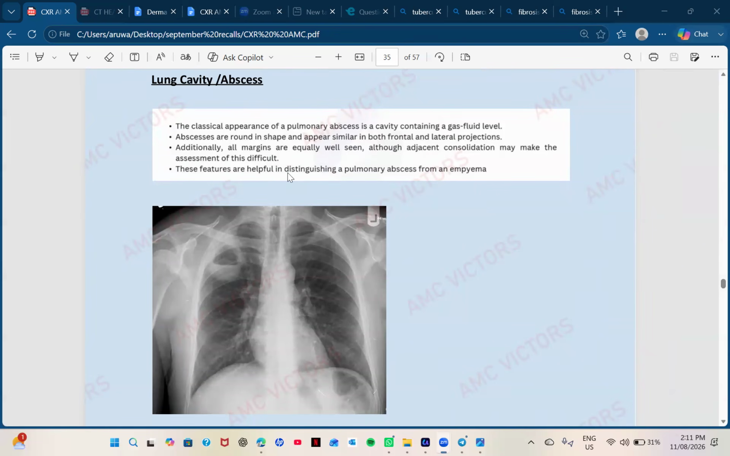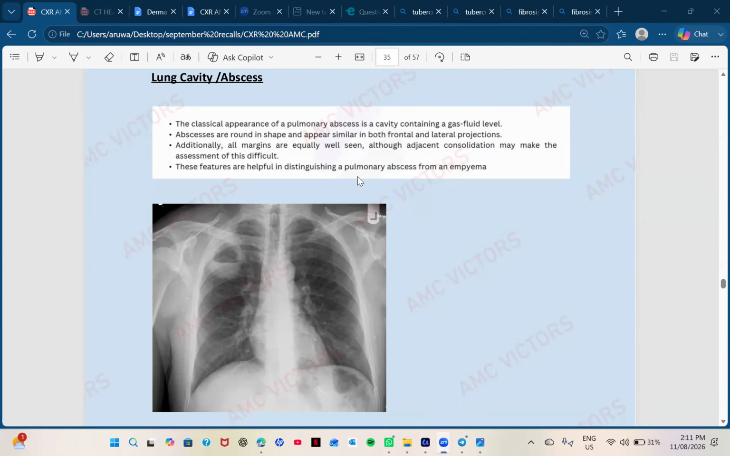Additionally, all margins are equally well seen, although adjacent consolidation may make the assessment of this difficult, because in most cases there can be a pneumonia and as a complication there can be an abscess, right? So in that case you can see the consolidation as well as the abscess, right? These features are helpful to distinguish pulmonary abscess from empyema.